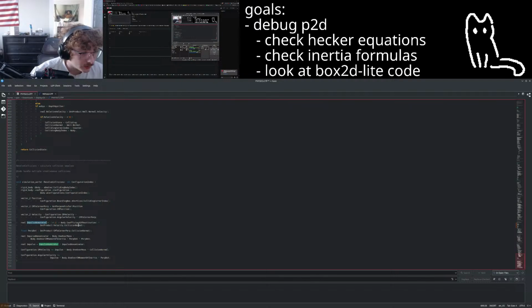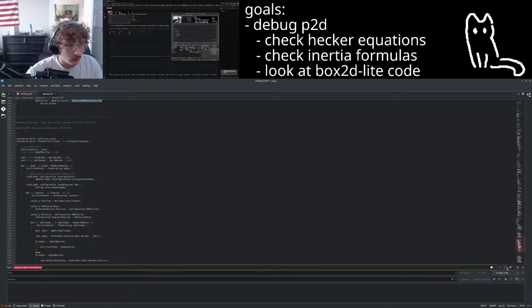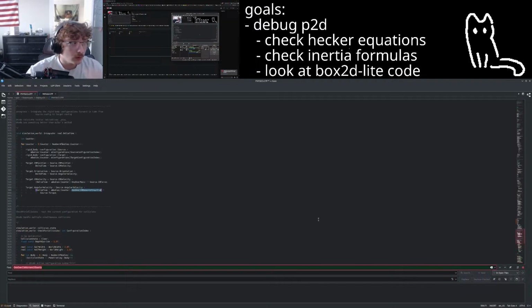So he has, it seems like kind of the same thing. Well, it is the same thing. One over moment of inertia. One over CM moment of inertia. What is this? That is really small.